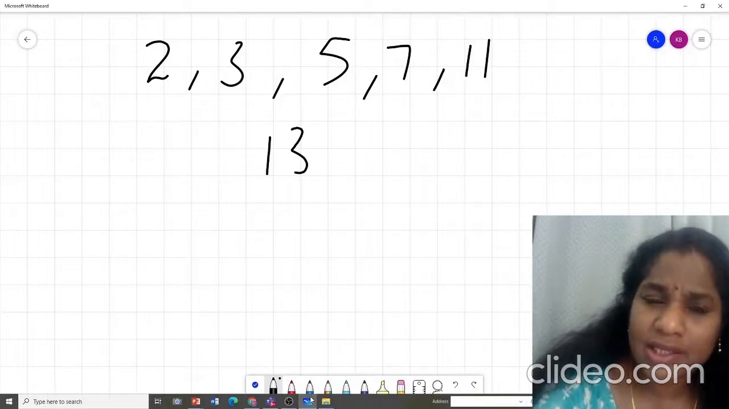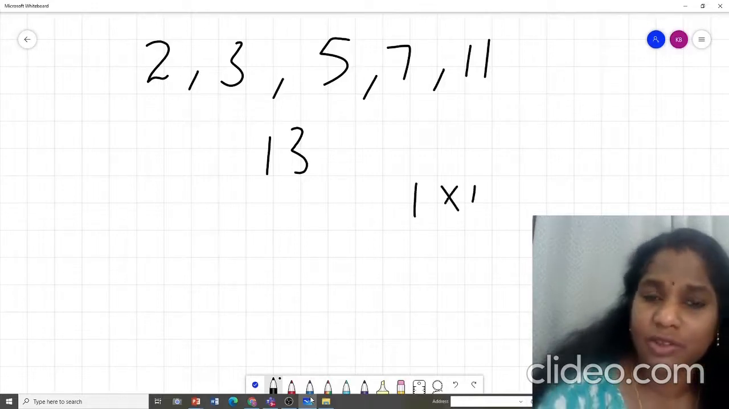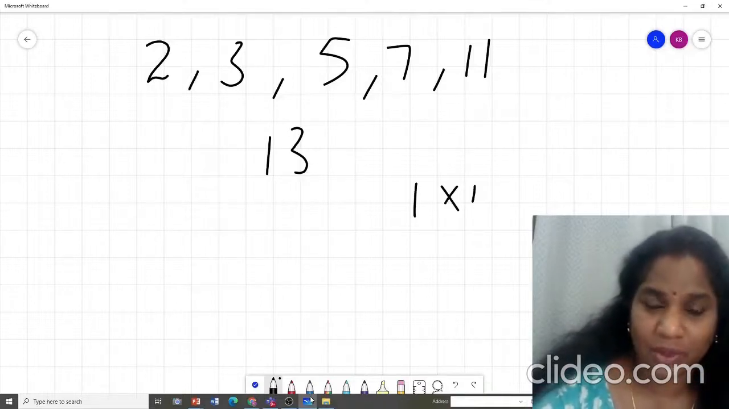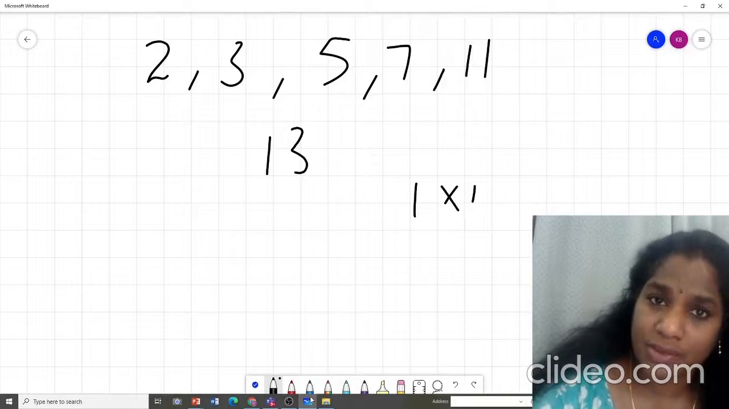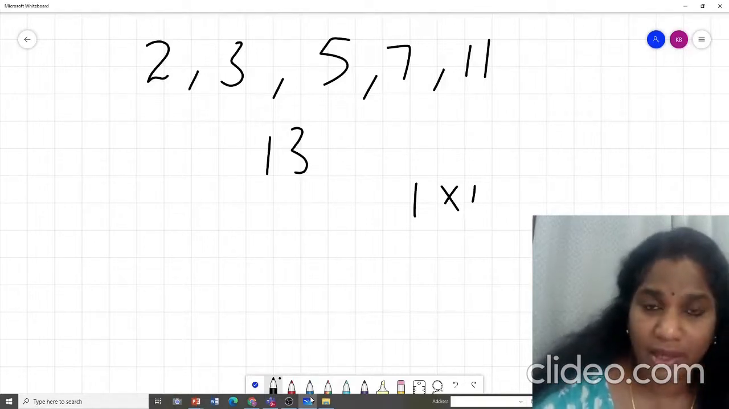Do you think 1 is a prime number? No. Why? Because 1 has only one factor, 1 into 1. It doesn't have any other factor, isn't it? So 1 is not a prime number. Okay. So what are composite numbers? Any number which is not a prime number is a composite number.